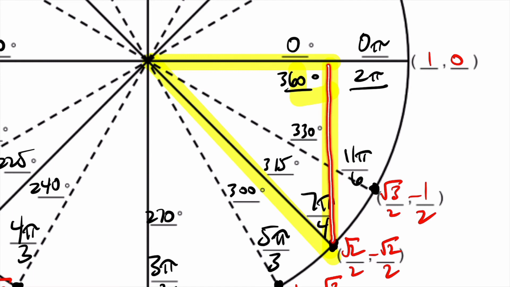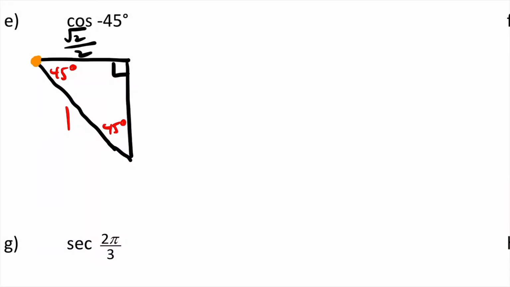The height, I go down. I'm having to go down. That's the y. Negative square root of 2 over 2. Okay, label. Now, cosine.